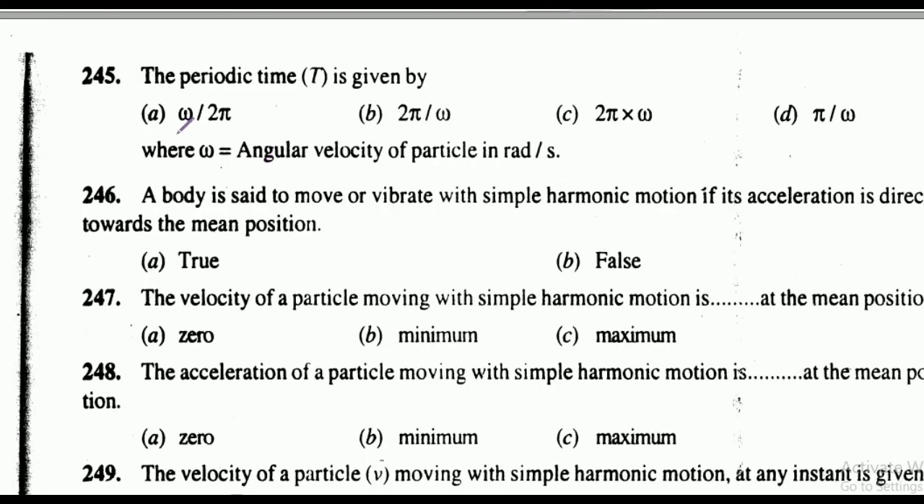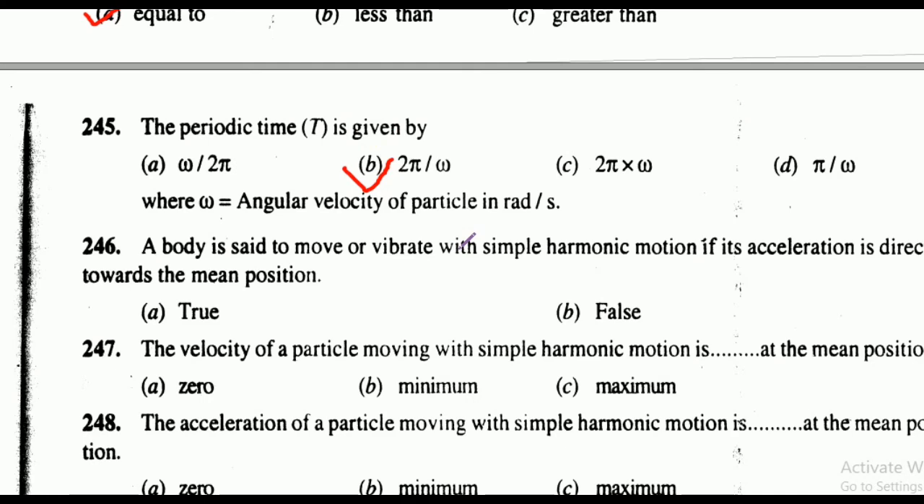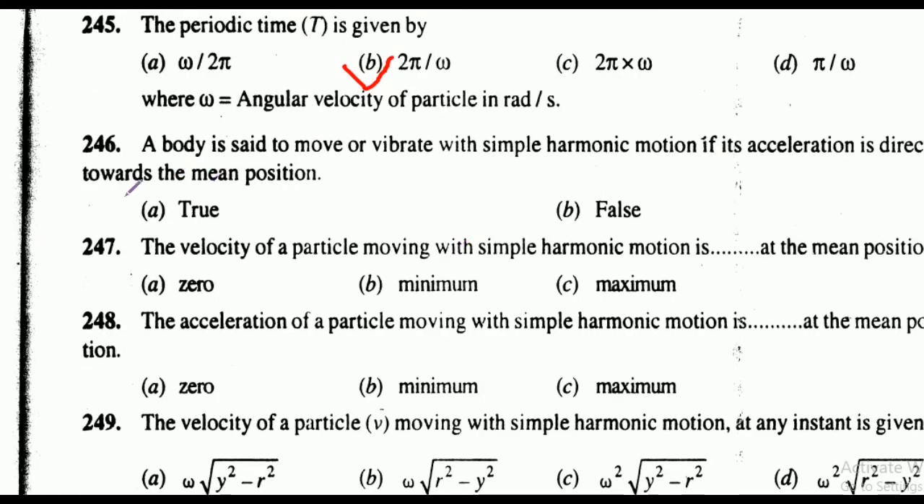Next is, the periodic time t is given by. Here friends, these are the options, where omega is equal to the angular velocity of the particle in radian per second. Here friends, the correct answer for this question is option B, that is 2 pi upon omega. Next is question 246. A body is said to move or vibrate with simple harmonic motion if its acceleration is directed towards the mean position. Is it true or false? So here friends, the correct answer is option A, that is it is true.